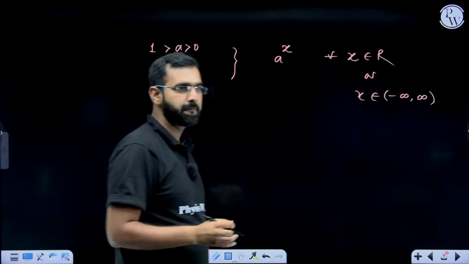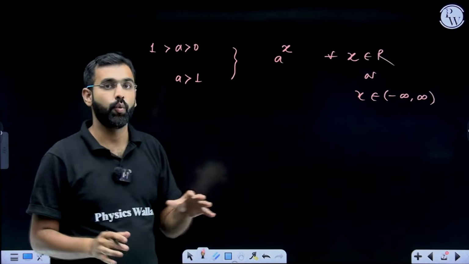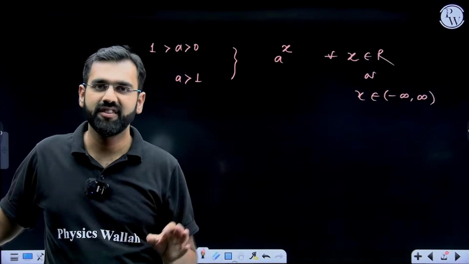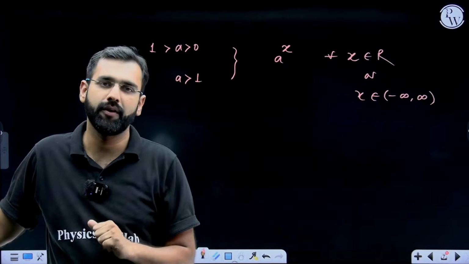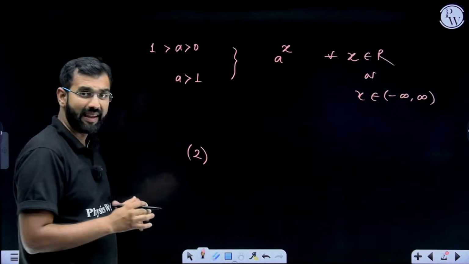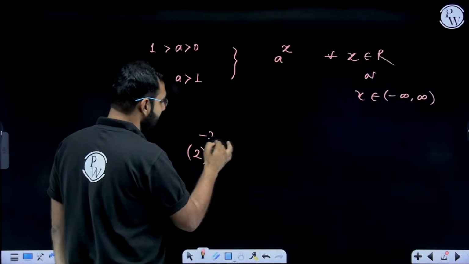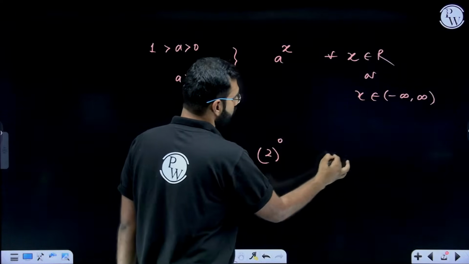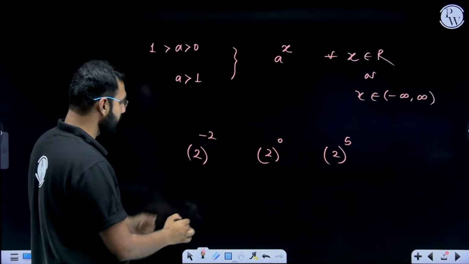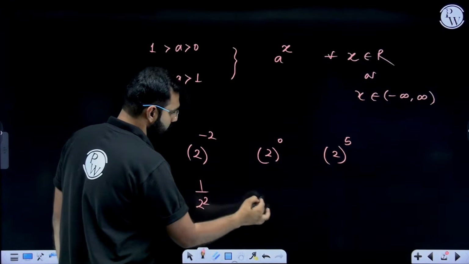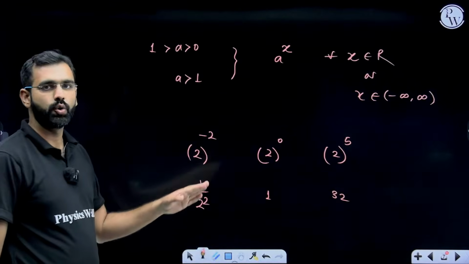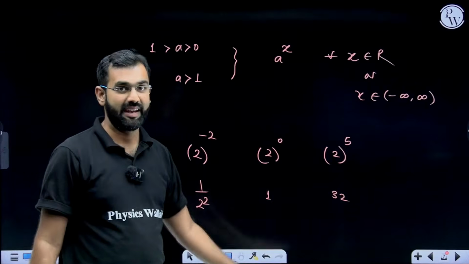Do you not think that a raised to any power will always be positive? I'm not even saying non-negative, it will always be positive. You raise it to any power. Let's say I take 2. Now you give me any power of 2. You take any negative power, you take power 0, you take any positive power. Do you not think it will always be positive? Because 2 to the power minus 2 is 1 by 2 squared. 2 to the power 0 is 1. 2 to the power 5 is 32. So whatever power you are raising it to, it will always be positive. It can never be negative.